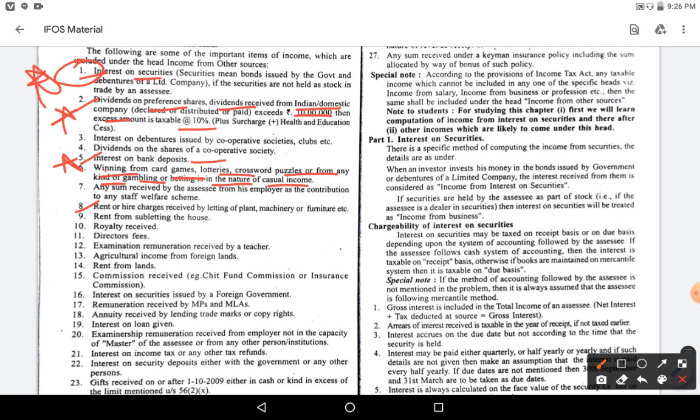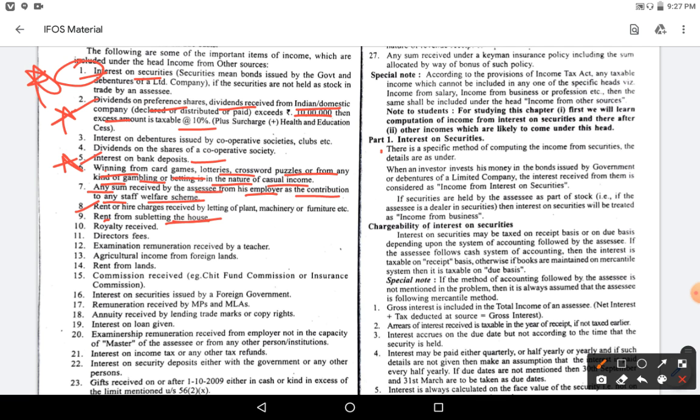Rent or hire charges. Any sum received by the assessee from the employer as contribution to staff welfare schemes will be taxable under the head income from other sources. Rent from subletting of the house is taxable under the head income from other sources.